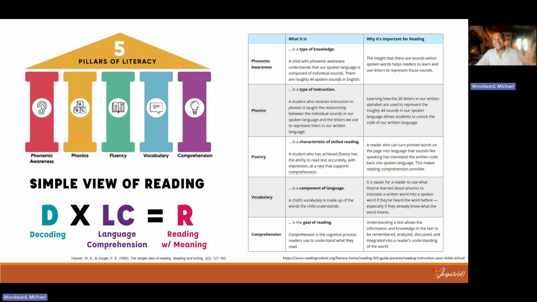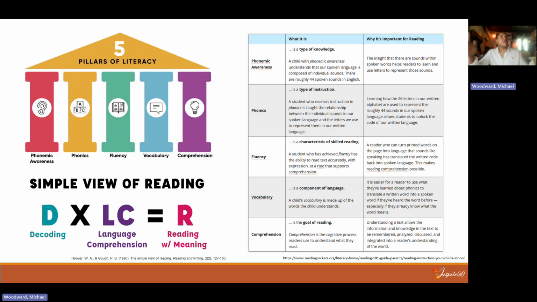But fret not, because we've got the simple view of reading by Gough and Tunmer. It talks about how simply decoding times language comprehension equals the reading comprehension that we're in search of. It's such a simplistic view: if we can teach children how to decode and how to comprehend the language, then reading comprehension should come about.